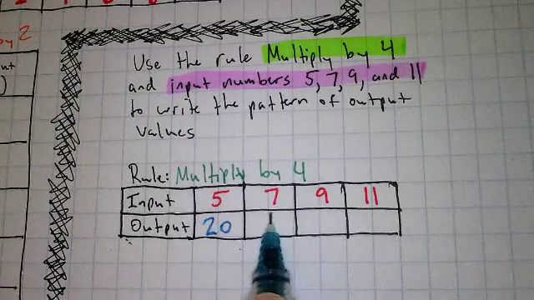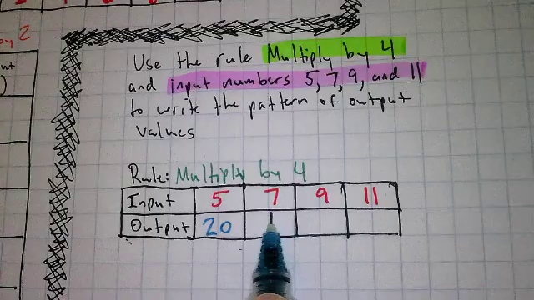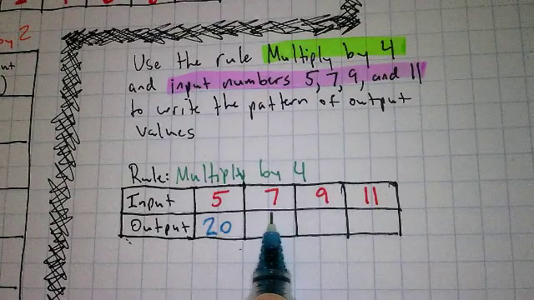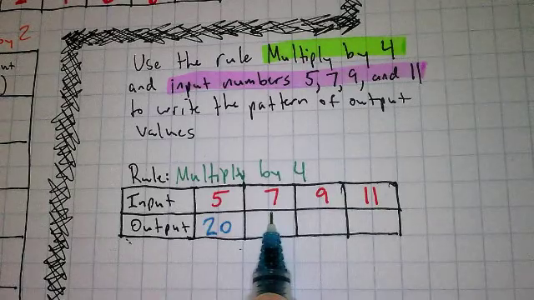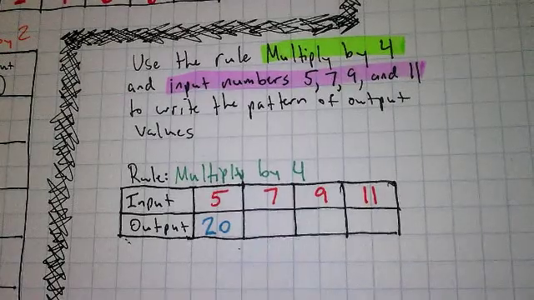Alright, my next input number was 7. What am I going to do to that 7, Isaac? Multiply it by 4. I'm going to multiply it by 4. What is 7 times 4? You know, or you need some help? You have your table? Oh, good. Look at your table real quick. 28. 28, good.